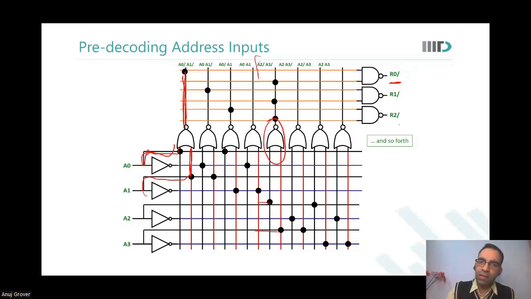That is where this line represents A2 bar, A3 bar. This line represents A0 bar, A1 bar. Now, you have merged, or for this NAND gate, you took these as the inputs.